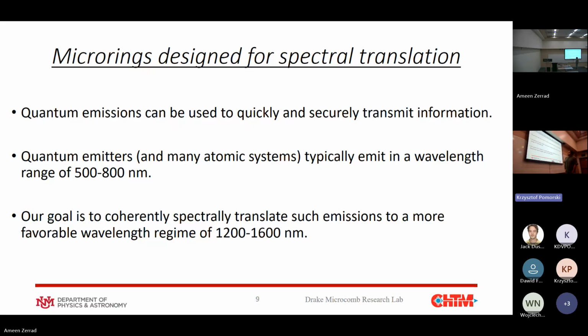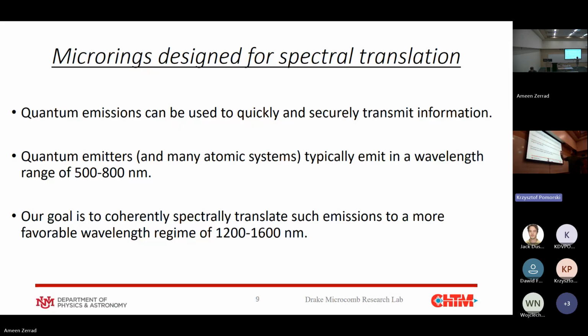So in an ideal world, it'd be nice if we could have these quantum emitters emit in the telecom wavelength, where silicon nitride is well tested. Most of your communication is in the telecom right now. So rather than tackling new quantum emitters, what we're trying to do is use a coherent bridge to take this quantum emitter at 500 to 800 nanometers and spectrally translate it to 1.2 microns, into the telecom wavelength regime.